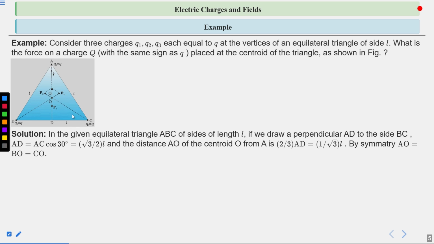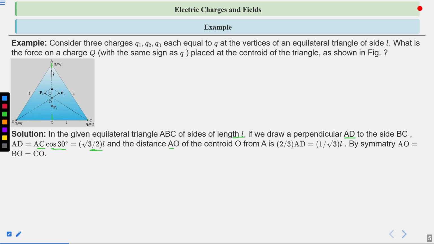Solution. In the given equilateral triangle ABC of sides of length L, if we draw a perpendicular AD to the side BC, in that case AD is equal to AC cos 30. Look at here, AD is equal to AC cos 30. And we know AC is L and cos 30 is root 3 by 2. So AD is equal to root 3 by 2 multiplied with L.